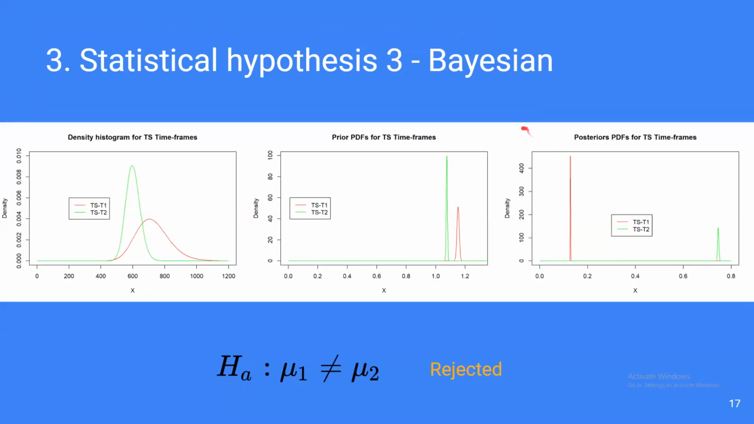And again, we go for the Bayesian approach, and we have the likelihood distribution on the left. We have the conjugate prior in the center, and to the right, we have the posterior distribution. And as we see, the time frame number 1 is different from the time frame number 2. And since they do not overlap, we reject the null hypothesis and say that the means are different.